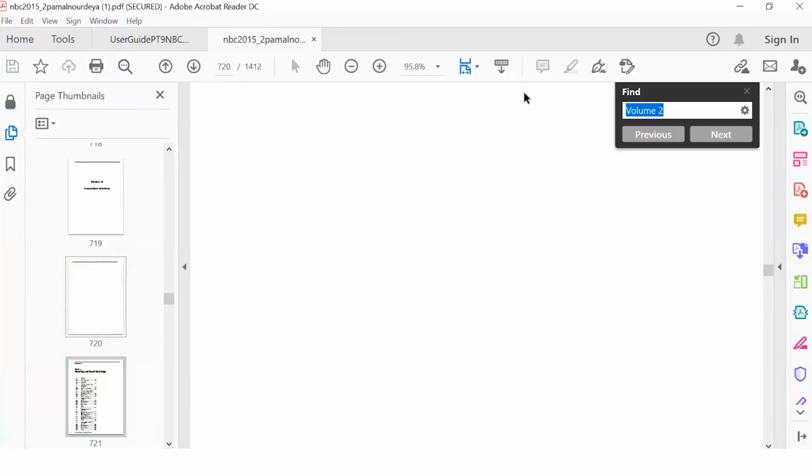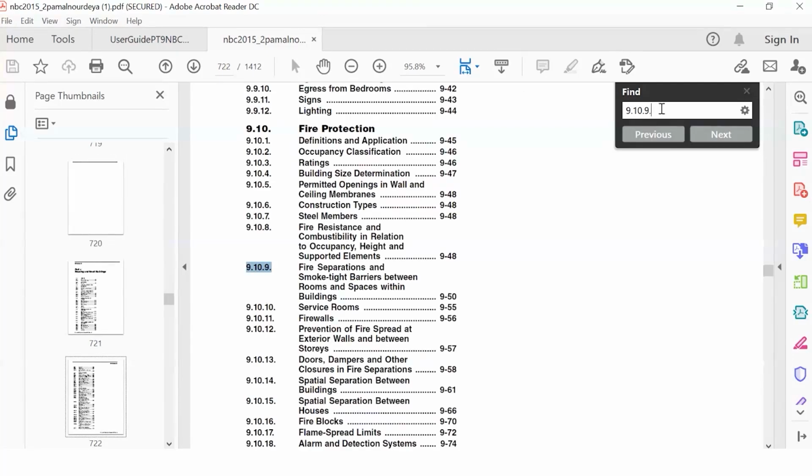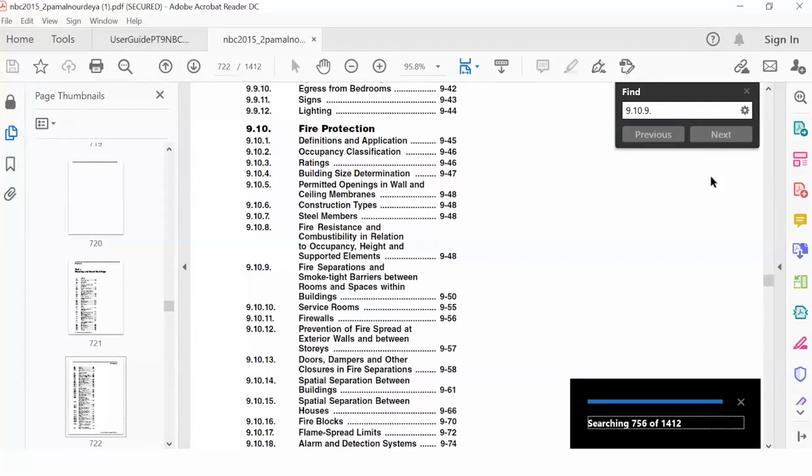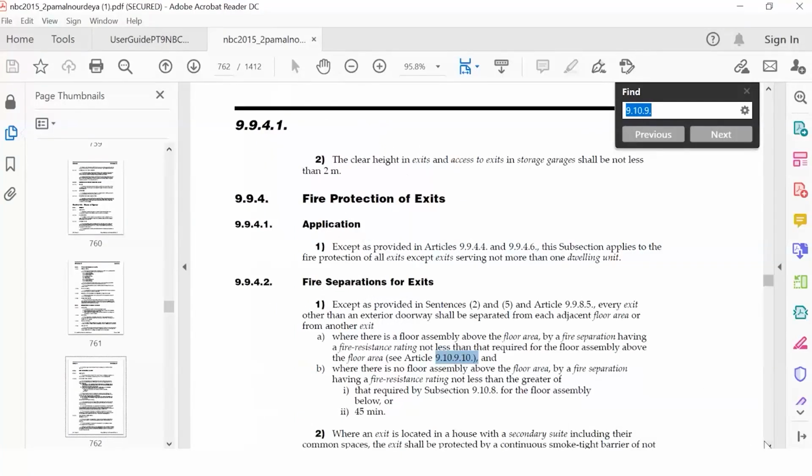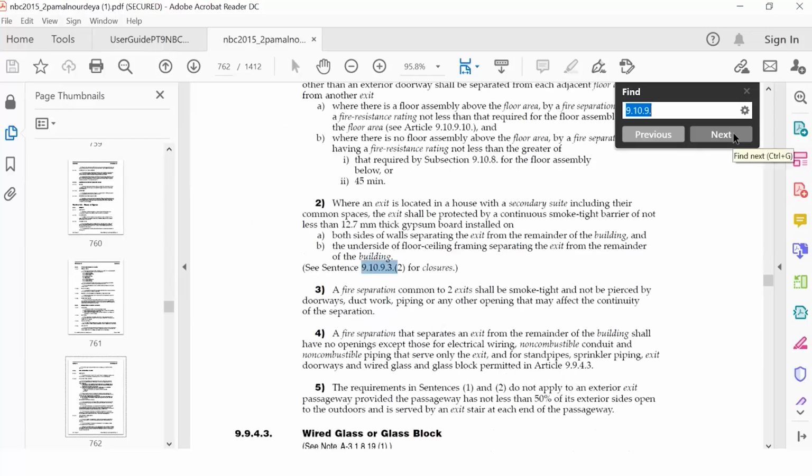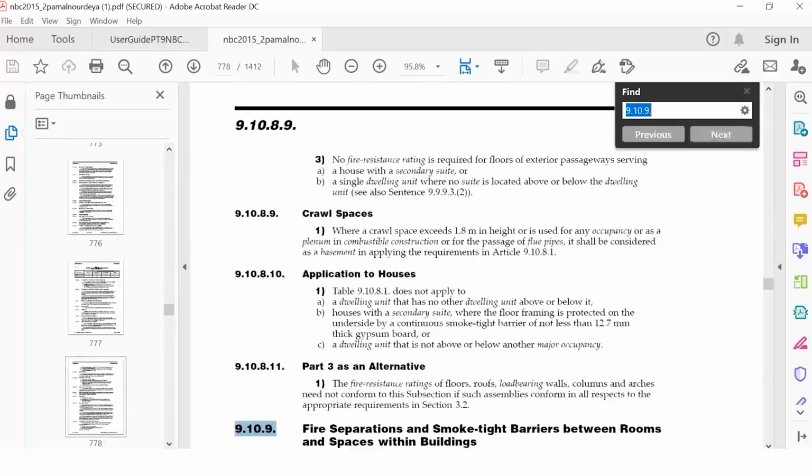And we're gonna go to 9.10.9. Next, I have the electronic copy of the code. So 9.10.1, you've got here the fire protection of exits and fire separation of exits. Okay. You have 9.10.9. Okay, so this is 9.10.